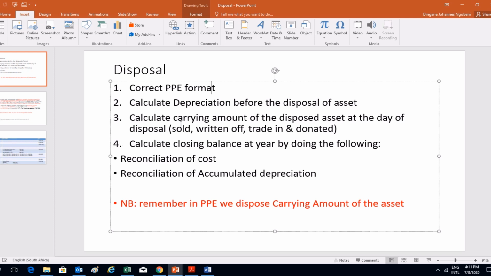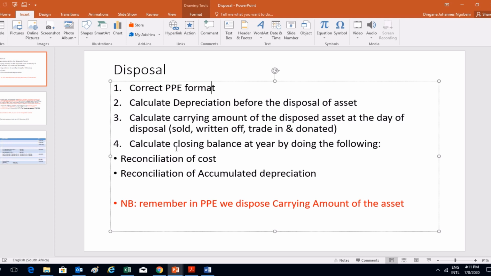And disposal, we identify it in many ways. We can sell an asset, still it will be categorized as what? Disposal. If it's written off, again disposal. Trade in, again disposal. Donated, disposal. It doesn't necessarily mean something is sold every day. It can be written off, it can be traded in, it can be donated. Still, it falls under the definition of disposal.